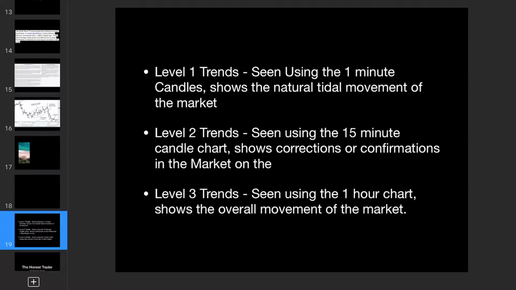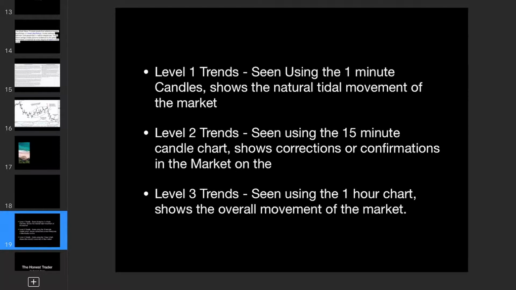So a level 1 trend is like looking at the tide in a very short period of time. You're looking at the 1 minute chart, 1 minute candles, and you'll see the normal motion of the tide. It's going to be moving in and out, normally. But if you look at the 15-minute candle, you'll be able to see whether the tide is moving in overall or moving out overall. Because if you were looking from 9 p.m. to 9 a.m., what's going to happen? The tide's going to be moving out.